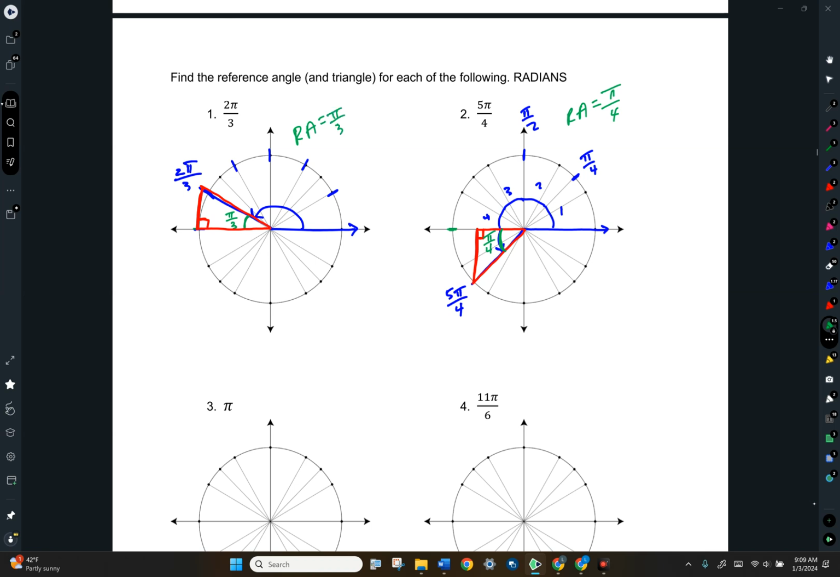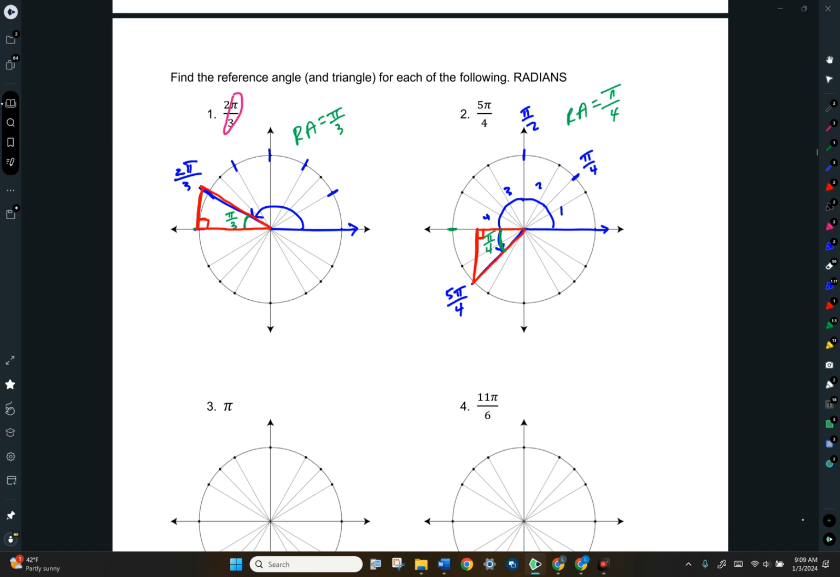All right, I'm about to make this super easy for you. Here's what I want you to notice. Make sure you catch this because you're going to use it forever. Notice on number 1, the original angle was 2 pi over 3, and the reference angle was pi over 3. So the reference angle was just this part. Is that always going to be true? Do I really have to look at the picture to know what the reference angle is?